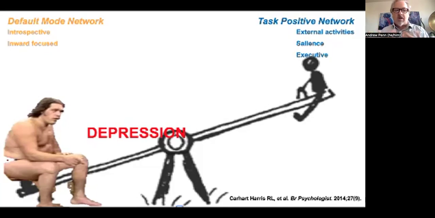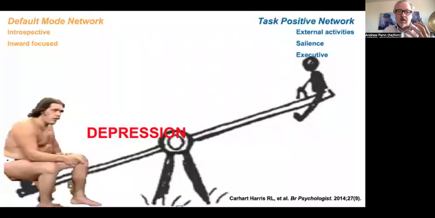The task positive network is what turns on when we are focusing outside of our own heads. So when we're focusing on sorting our email in the morning, that's using the two parts of the task positive network. One called the salience network, which is the part that goes on when we try and figure out what is important. And the other is the executive network, which is like, what do we do with that information?